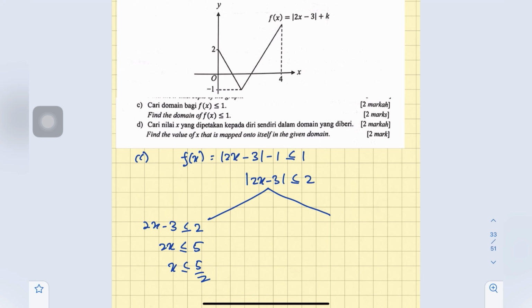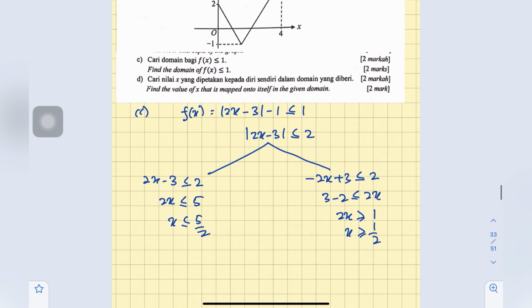Another one, negative 2x plus 3 less than or equal to 2. So 3 minus 2 less than or equal to 2x, then 2x more than or equal to 1, x more than or equal to 1 over 2. Okay, these two we combine together. x less than or equal to 5 over 2, and this one x more than or equal to 1 over 2. So therefore, x is more than or equal to 1 over 2 but less than or equal to 5 over 2.